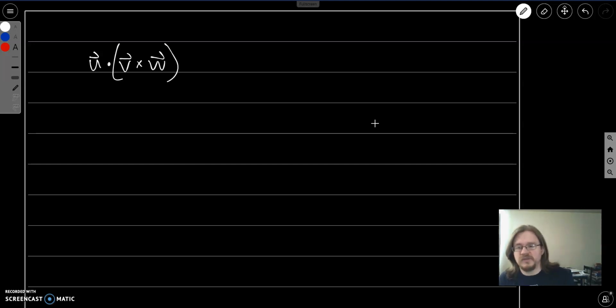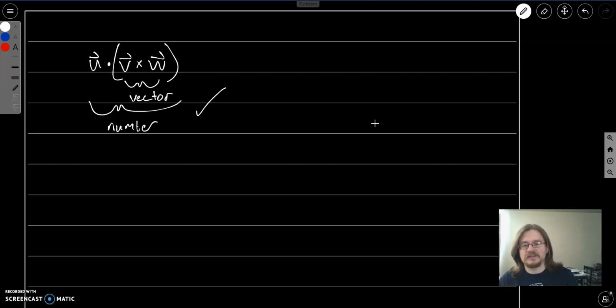Well, sure, because if I take the cross product of two vectors, this is going to be another vector. And then this is a vector, and this is a vector, and I can take the dot product of two vectors, and this is just going to be a number, a scalar. So everything checks out. Let's do this in another way.